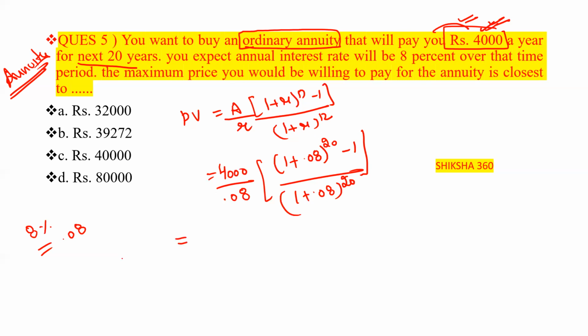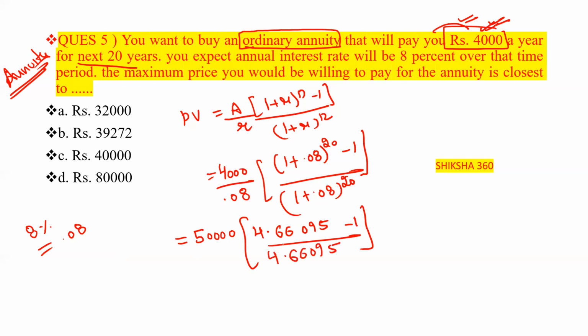Clear? So now 4,000 divided by 0.08. So what we will get here, that is 50,000. Okay, now 1.08 power 20 comes out to basically 4.66095. Minus 1 upon 4.66095, multiply by 50,000. So how much amount will we get here? 39,272 rupees.